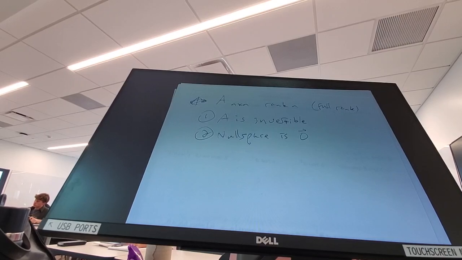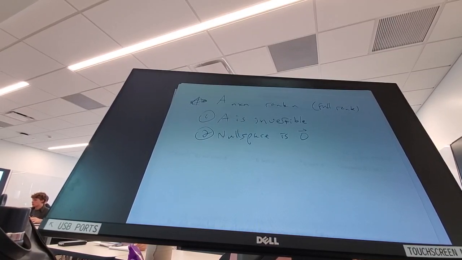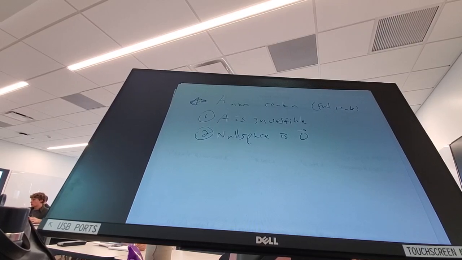Because if column 2 is twice column 1, then I can just make my vector be 2, -1, 0, 0, 0, 0, and then I'm guaranteed to get a zero answer. Let me say that again. If column 2 is twice column 1, you with me? Then wouldn't twice column 1 minus column 2, with zeros everywhere else, make 0?